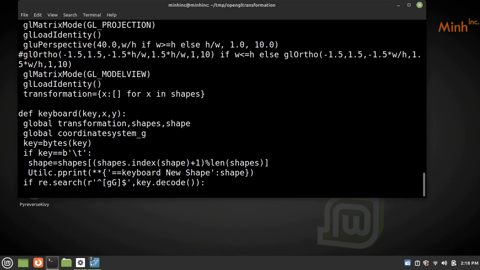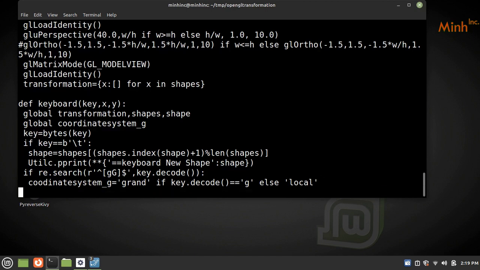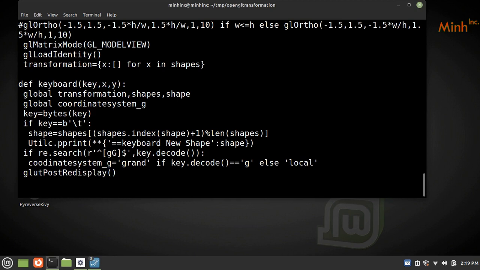So kind of coordinate system underscore G equal to grand if key dot decode equal to G, else it is local. Okay, so every time we'll convert it to local, because right now we have code only for local. Glut post redisplay will force the redisplay function to be called. It is quite short.